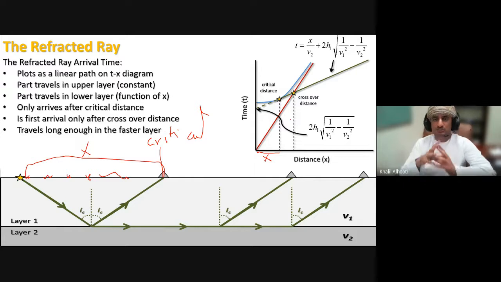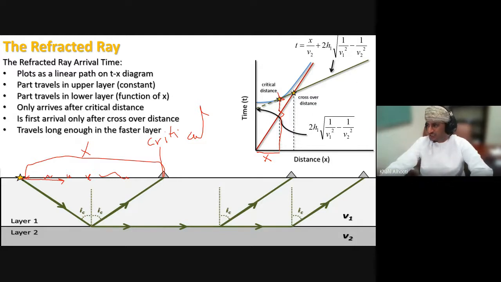Critically refracted energy will start appearing, but it's not the first. Which is the first? The direct. The direct here is the first to arrive at the geophone. So the direct, the red line, is the first here, at least. So if there is a geophone, the geophone will record the direct first. Then it records, at least at the critical distance, what we call reflection as well as critical refraction.